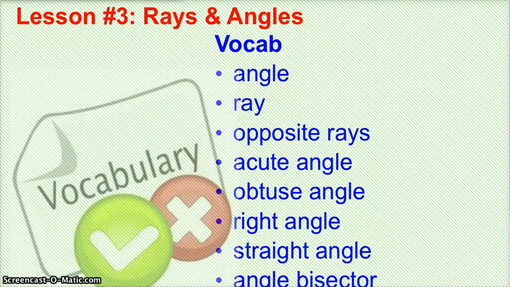This is Unit 1, Lesson 3, Vocabulary. There's lots of vocabs: angle, ray, opposite rays, acute, obtuse, right, straight angle, angle bisector, and angle addition postulate.